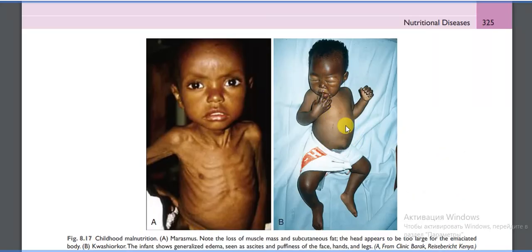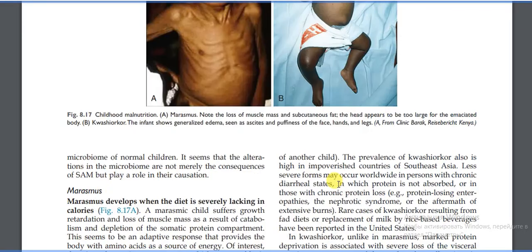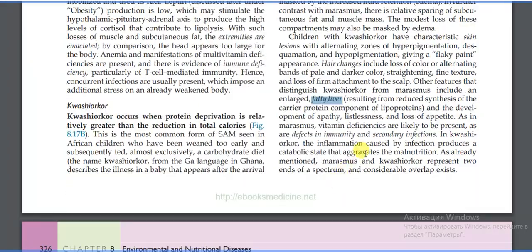So with a very enlarged peritoneal cavity. Okay, and as in marasmus, vitamin deficiencies are likely to be present, as are defects in immunity, and secondary infections are happening in these patients.